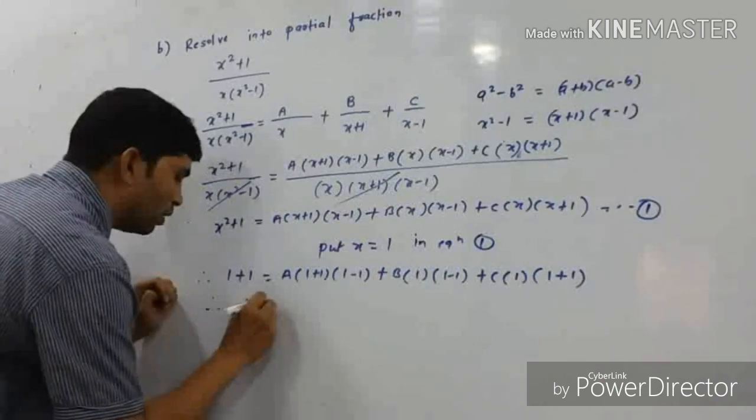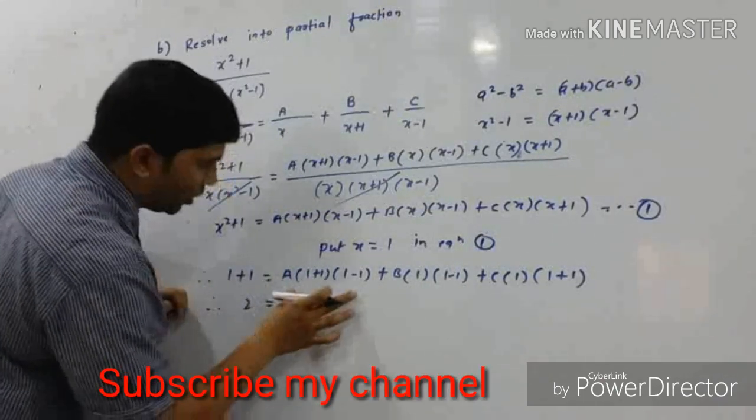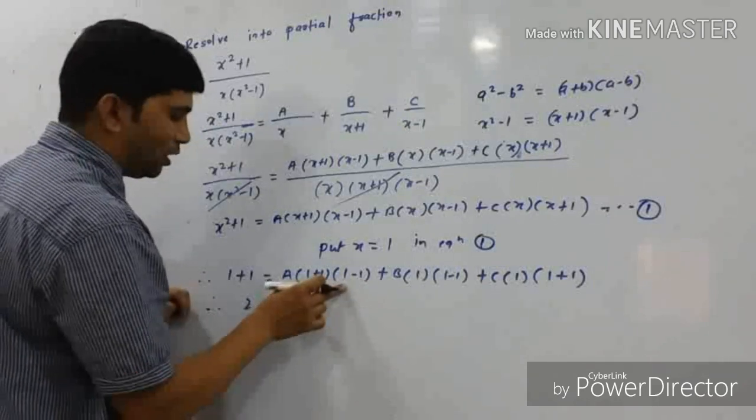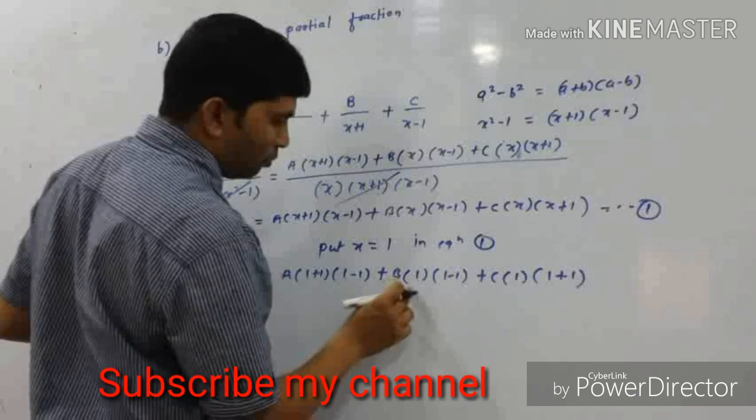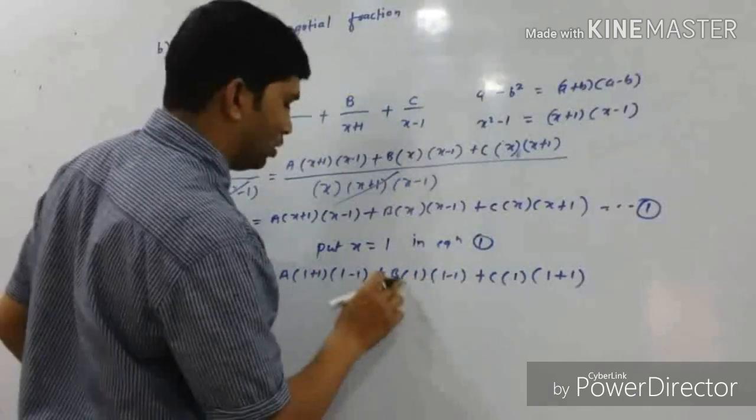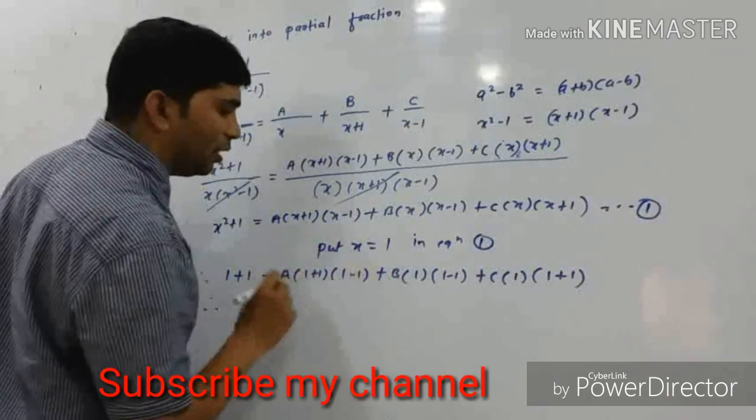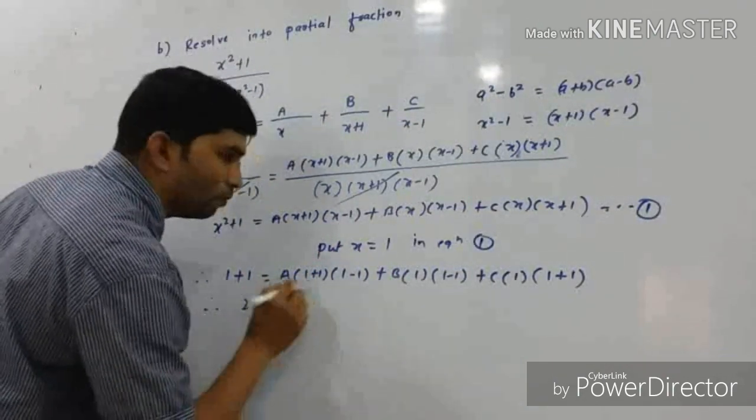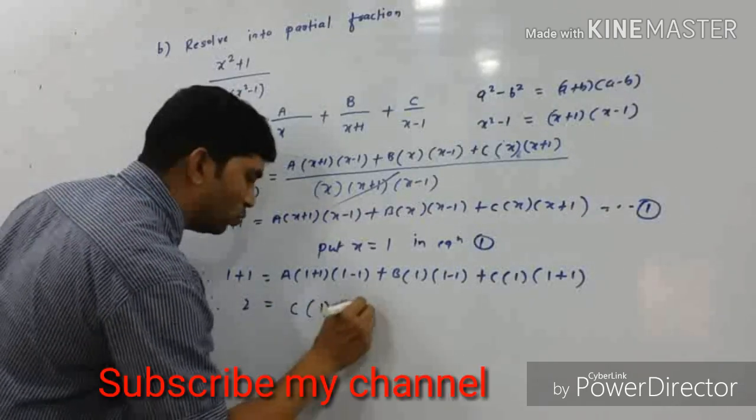So we get 1 plus 1 is equal to 2. So there is no need to write a. See this 1 minus 1 is 0, then the whole term is 0. Also see this b 1 minus 1, so here also we get 0. So there is no need to write a and b because that is 0. So c is equal to 1 and 1 plus 1 is 2.